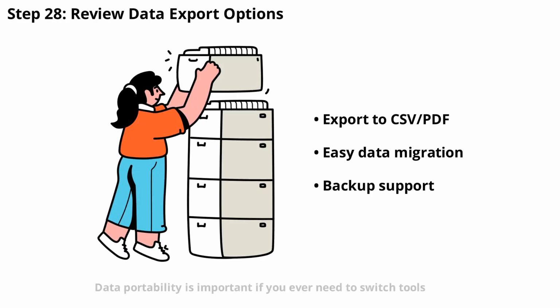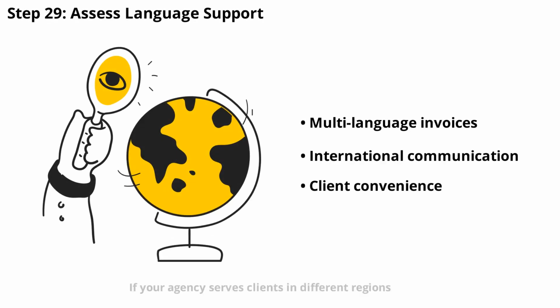Data portability is important if you ever need to switch tools. Ensure the invoicing software allows you to export your data in common formats like CSV or PDF. This makes it easier to migrate or back up your records when needed. If your agency serves clients in different regions, multi-language support can be a valuable feature. Check if the software allows you to send invoices in various languages, making communication smoother for international clients.